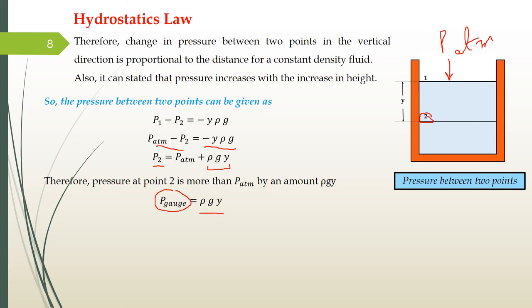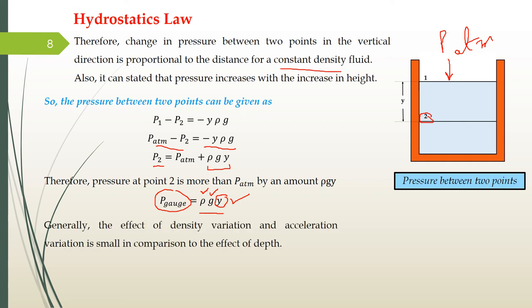So in most of the cases, we have the density as a constant parameter. It doesn't vary much, and g is also non-variable, although it varies with the height, but its effect is much less in comparison to this parameter. So for a constant density fluid, as it has been stated over here, we can say that the gauge pressure or the change in pressure is basically directly proportional to the vertical height. But there are cases where rho and g can also change.